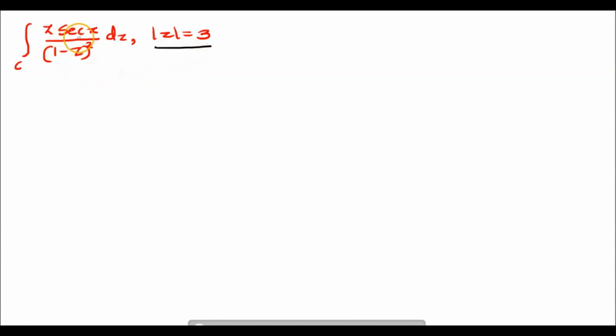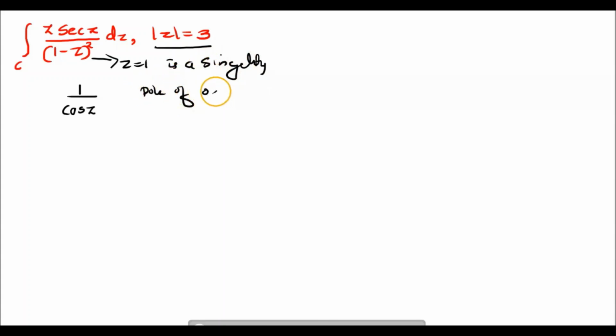And we know that sec z is 1 by cos z. z equal to 1 is clearly a singularity and it is a pole of order 2, since sec 1 is not 0 at z equal to 1. The numerator is not equal to 0 for z equal to 1 and the denominator has a zero of order 2. Therefore, z equal to 1 is a pole of order 2 of this function.